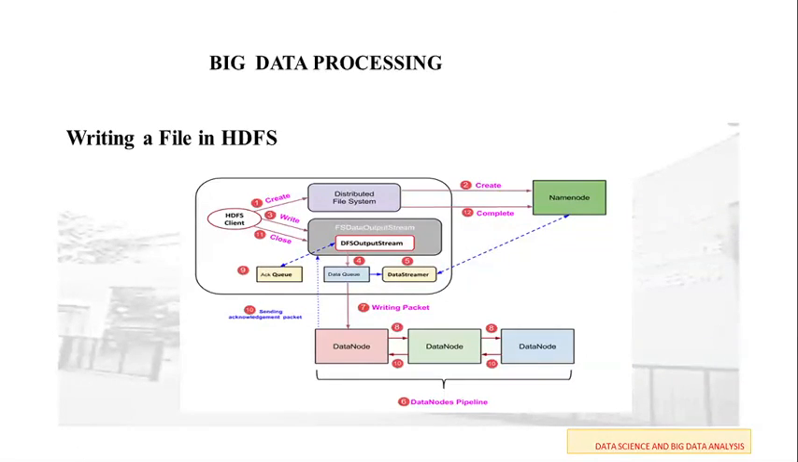And last is step number 12. Once the final acknowledgement is received, the name node is contacted to tell it that the file write operation is completed. So writing a file in HDFS will follow these 12 stages for completing the writing operation. Now we have covered the Hadoop architecture, and the writing and reading operation in the distributed file system.